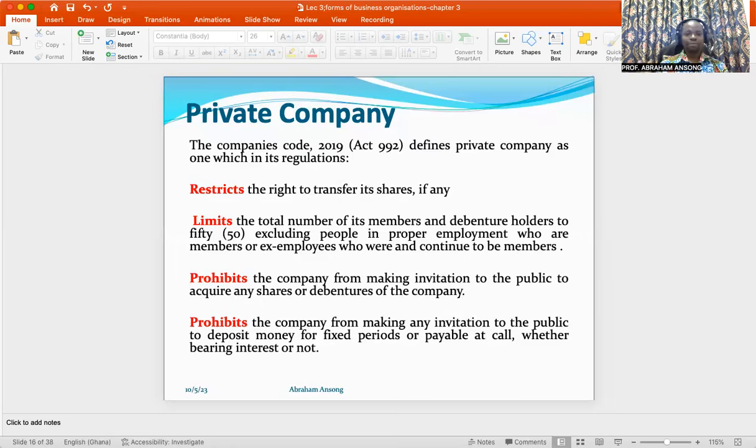But whatever be the case, there is some limitation in terms of the membership to 50, okay? The other attribute of private companies is that it prohibits the company from making an invitation to the public to acquire any shares or debentures of the company, all right? So that is the main trait of a private company.